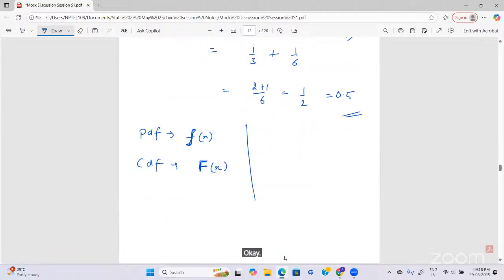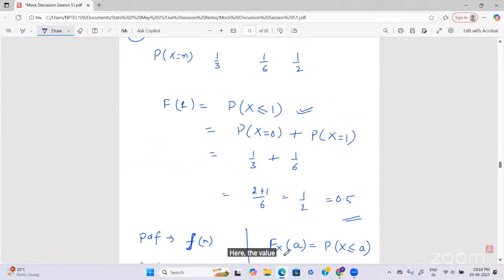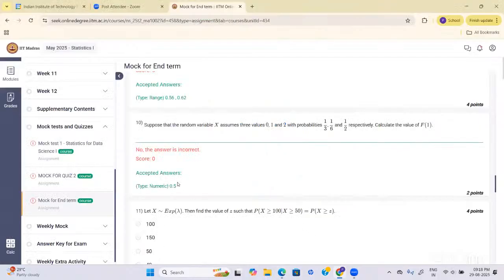Okay, what is the formula for CDF? So CDF at some point A, suppose, is defined as the probability that X is less than or equal to A. Here, the value of A is 1. Now, is it clear? Yes, ma'am. Anyone else has any doubt? Otherwise, I will solve the next question.